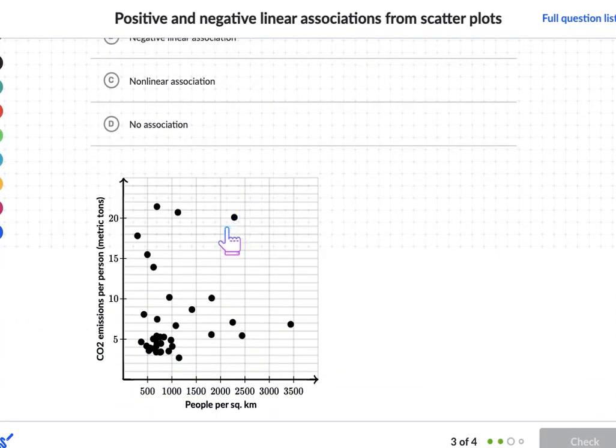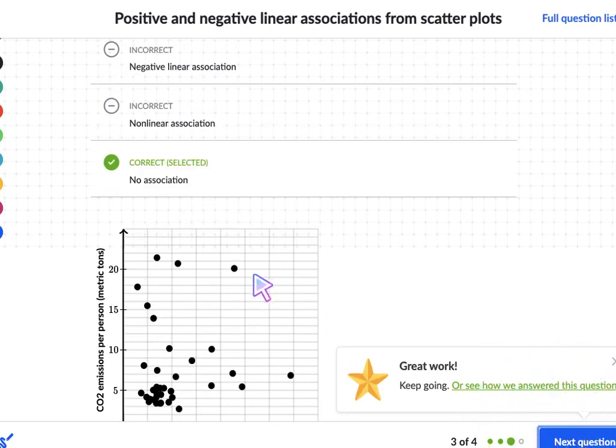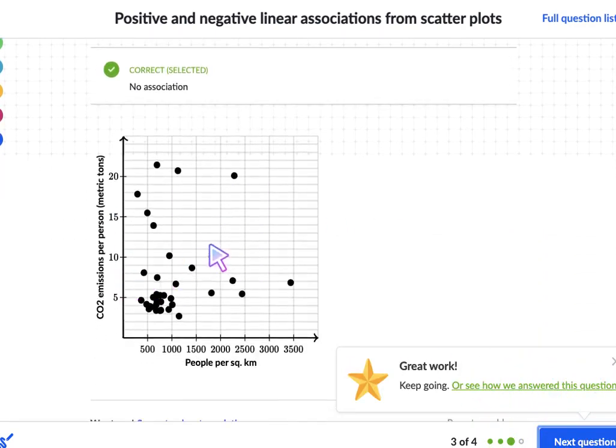They'll just give you a scenario here. This one, I would say, is a no association. It doesn't make any kind of line at all. It's just kind of a weird blob. I couldn't even draw a line if I wanted to. No kind of funnel that I can make. There's no association. Everything's just all over the place.